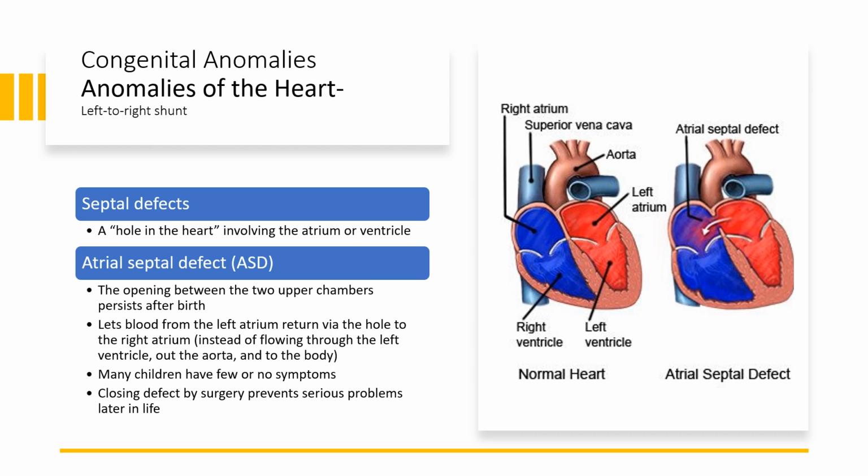And it just causes this left to right shunt, causing a mixing of the blood and extra work on the right side of the heart. It lets blood from the left atrium return via the hole into the right atrium. Many times they have no issues. Sometimes they'll go years before they find out, and sometimes they end up not doing anything, depending on the size of the heart. Closing the defect by surgery prevents serious problems.